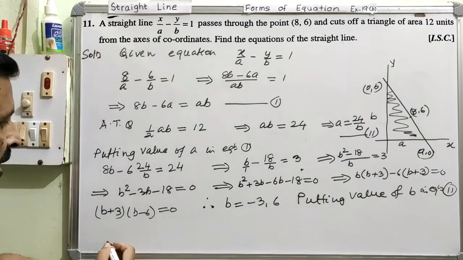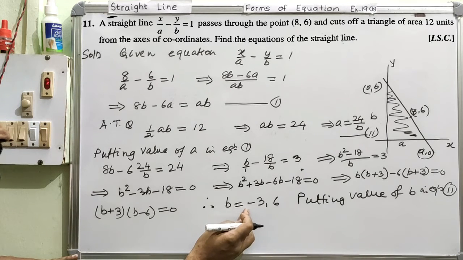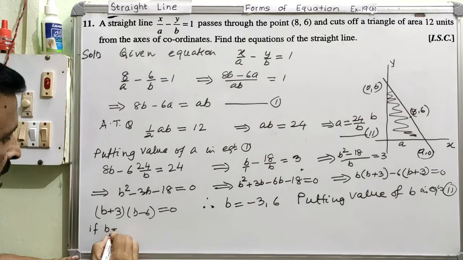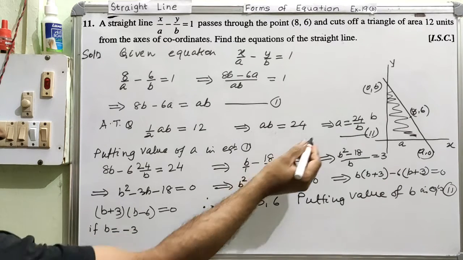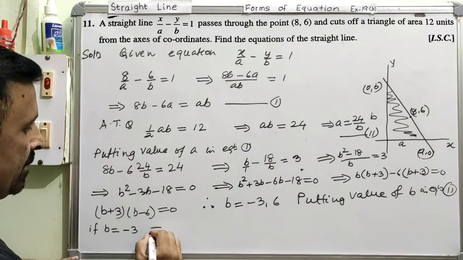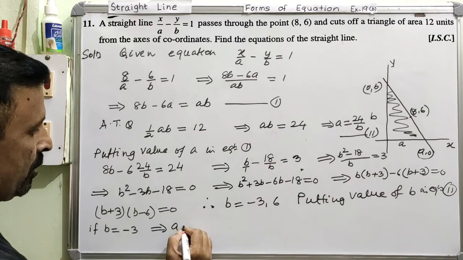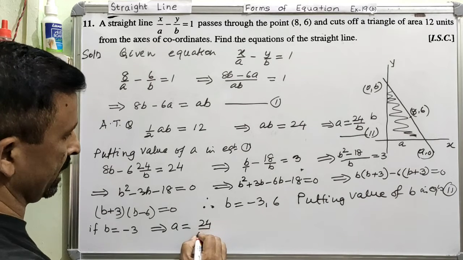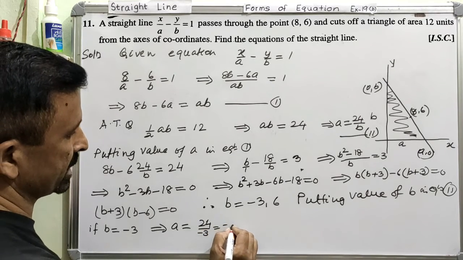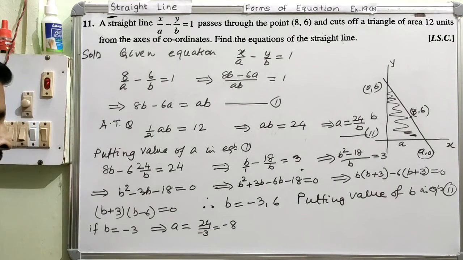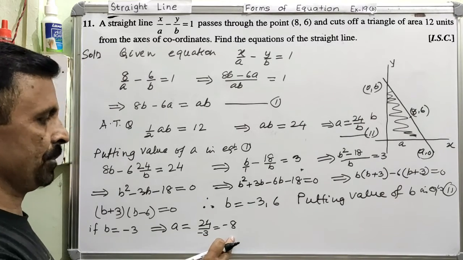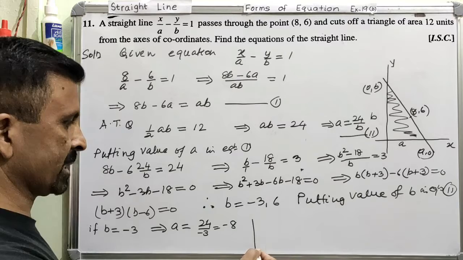Clear? So then what we get? When B is minus 3, what will be A? This implies your A will be equal to 24 divided by minus 3 is equal to minus 8. So for B is equal to minus 3, you got A is equal to minus 8. Clear? This is one set of answer.